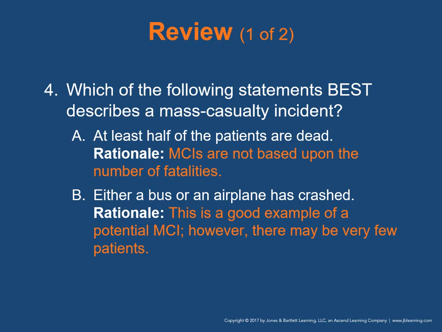Which of the following statements best describes a mass casualty incident? A, at least half the patients are dead. That's incorrect because MCIs are not based on the number of fatalities. Thank heavens. B, either a bus or an airplane has crashed. It's an example of an MCI, but ironically, there may be very few patients. It depends on what exactly happened, and every plane crash, every bus crash, every single crash is different. Just like every medical call you go on, it's going to be different.